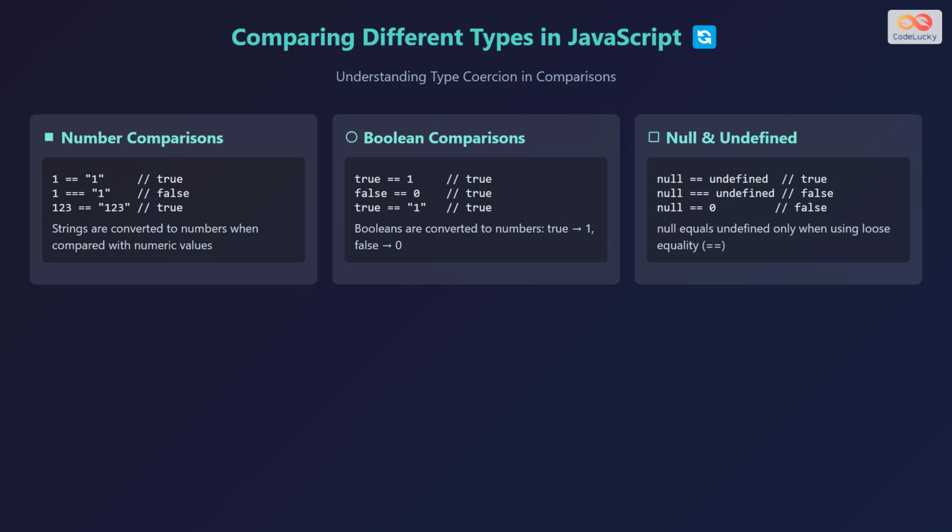So, true double equals 1 is true, false double equals 0 is true, and true double equals the string 1 is also true. When comparing null and undefined, null double equals undefined is true, while null triple equals undefined is false. However, null double equals 0 is false.